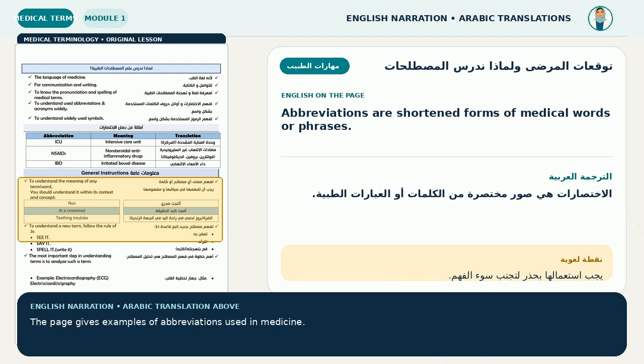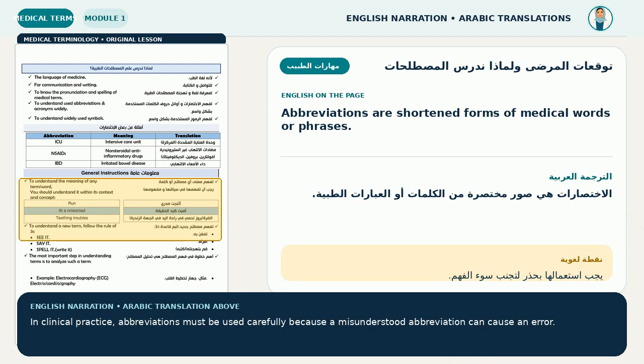The page gives examples of abbreviations used in medicine. An abbreviation is a shortened form of a word or phrase. In clinical practice, abbreviations must be used carefully because a misunderstood abbreviation can cause an error.